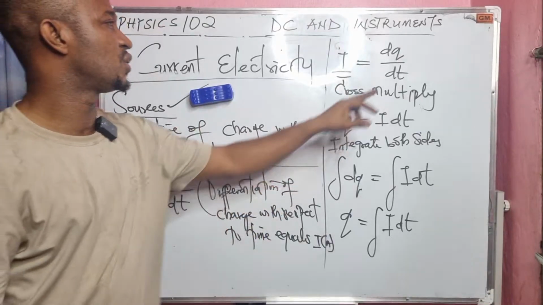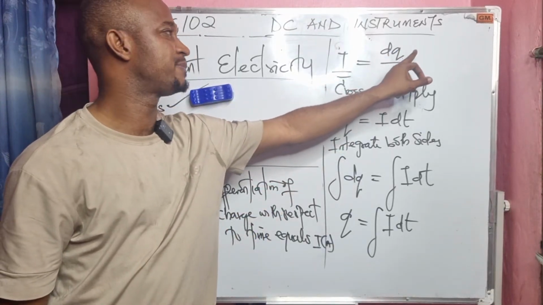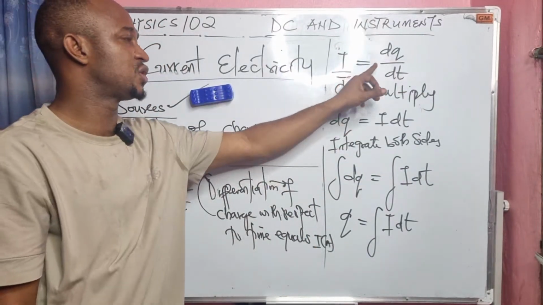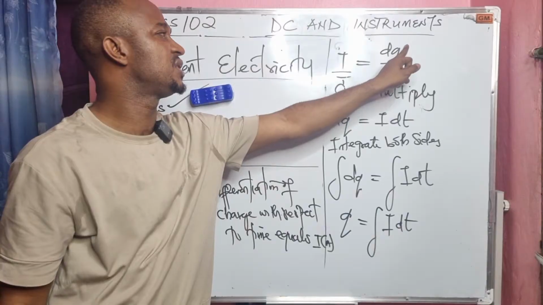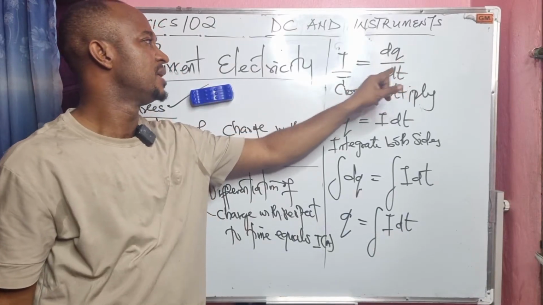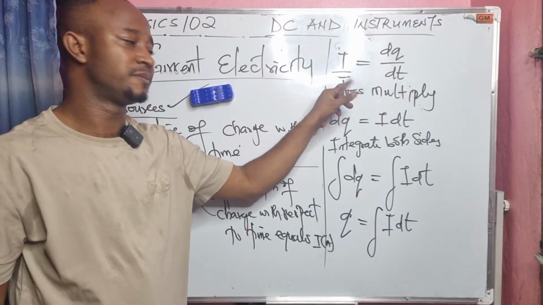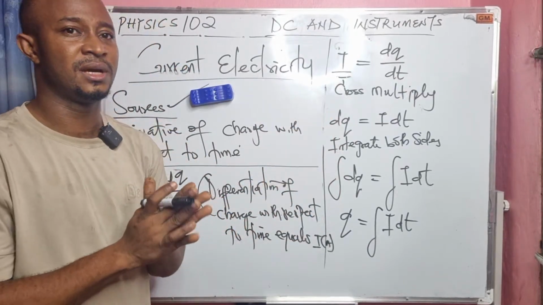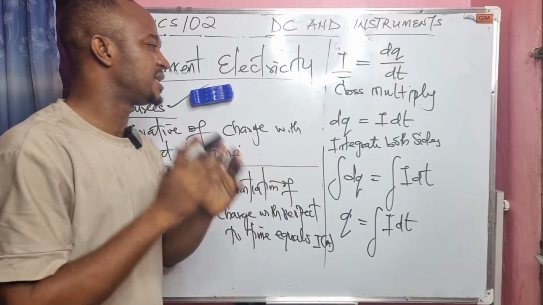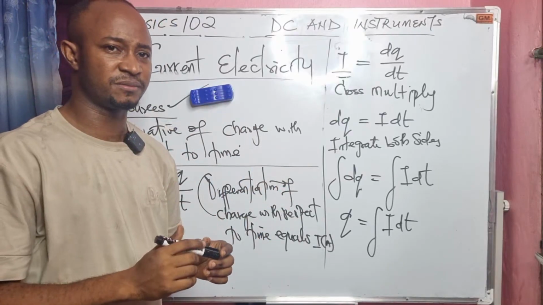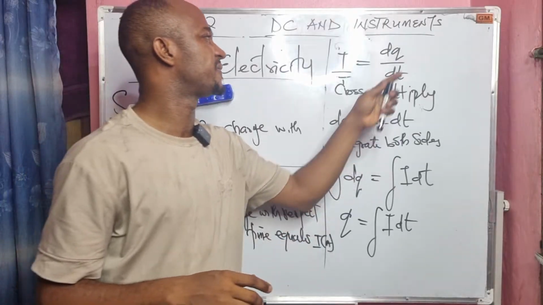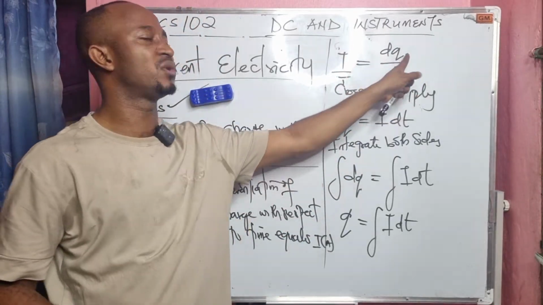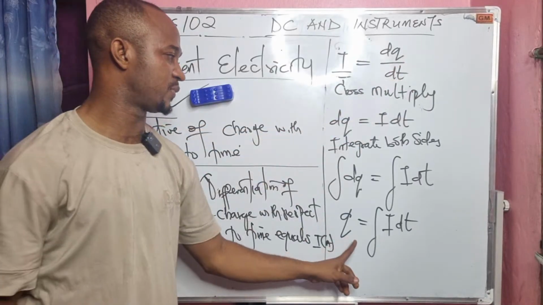Whenever you are given your charge function with respect to time and they say find current, just differentiate, like I just showed. When you differentiate your charge with respect to time, what we have here is current. Differentiation and integration are just reverse. Integration means the reverse of differentiation. So if differentiating charge gives us current, then integrating current will give us charge, which is what I just expressed here.